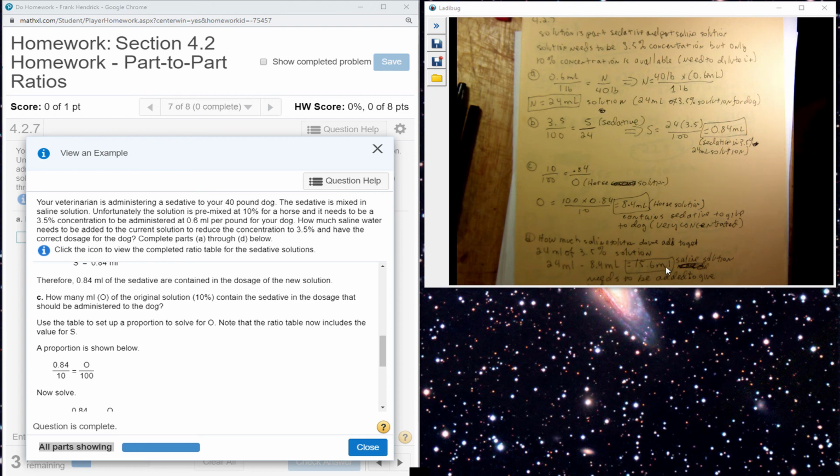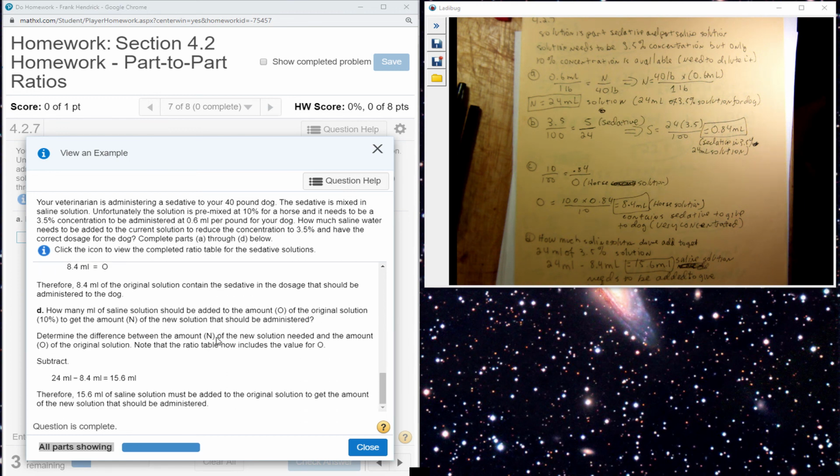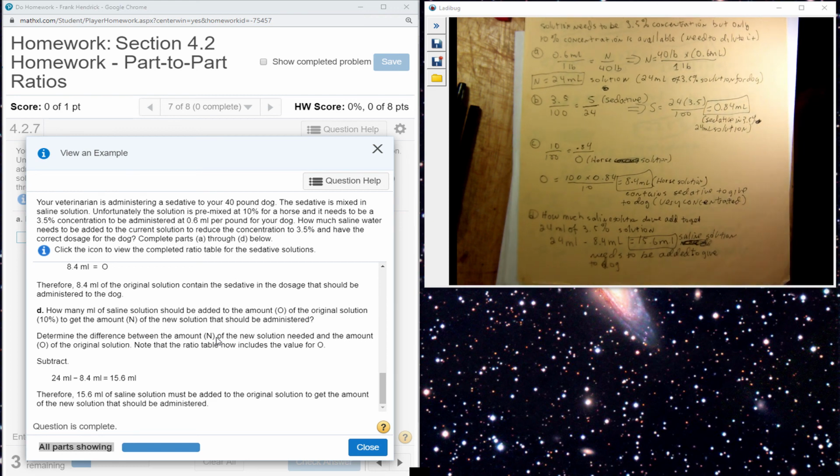This is the amount that we need to add to the 8.4 to dilute it to give to the dog. So that's the amount we need to add to give to the dog.